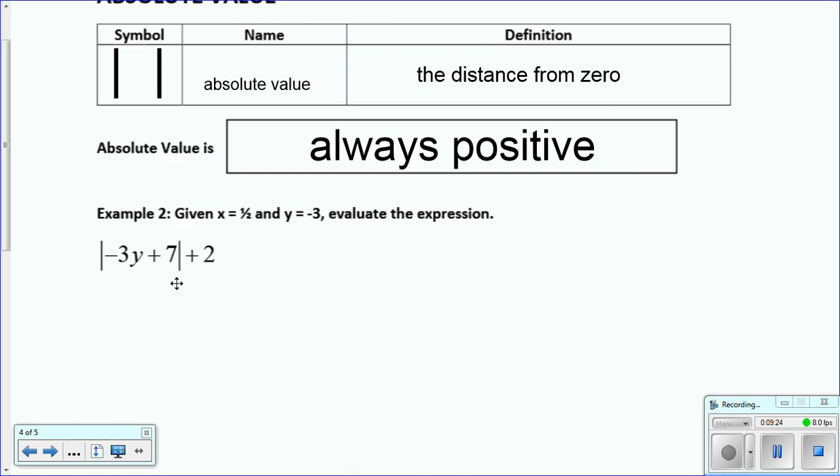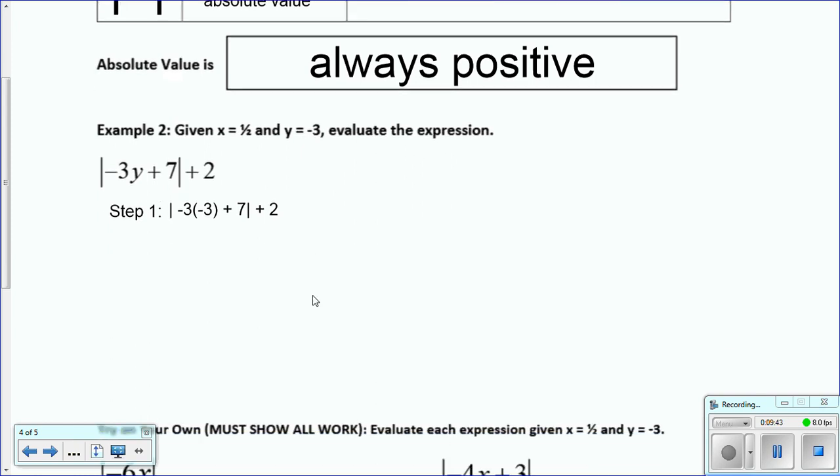But we have absolute values here. So here's an example where the absolute value symbols act as a grouping symbol, because it's got a group of stuff in it. So to do this, step 1 is to plug stuff in. I put in the -3 for the y because there's no x's here, so it doesn't matter. Now I'm going to go ahead and evaluate.